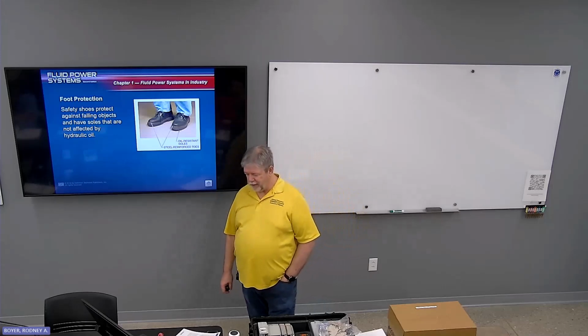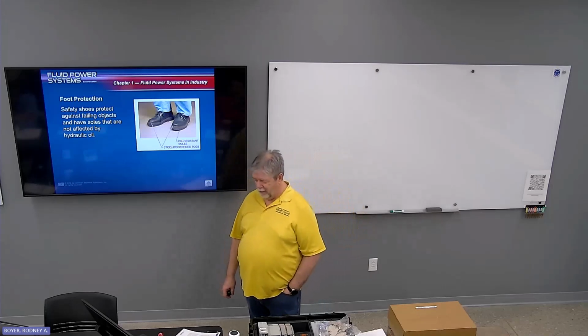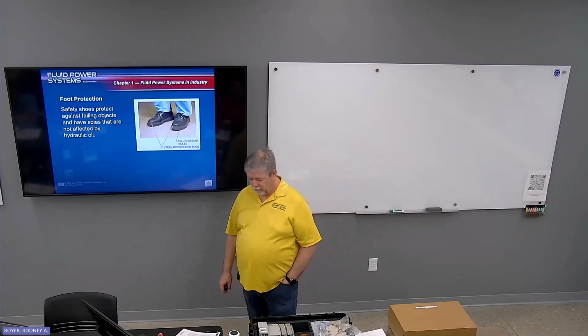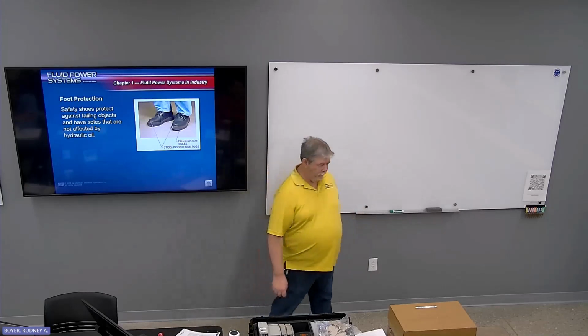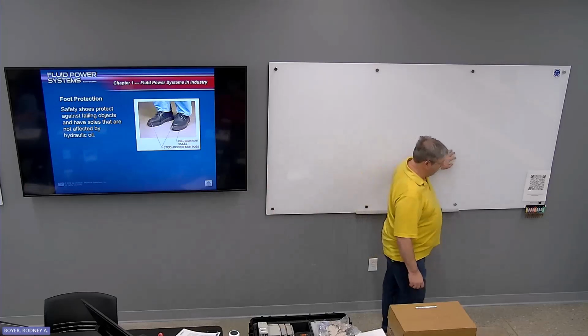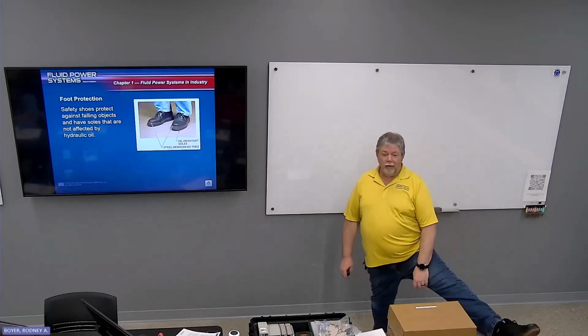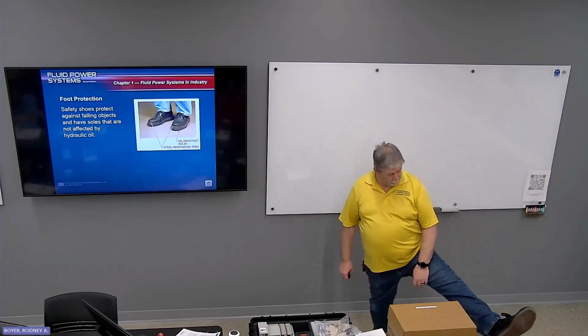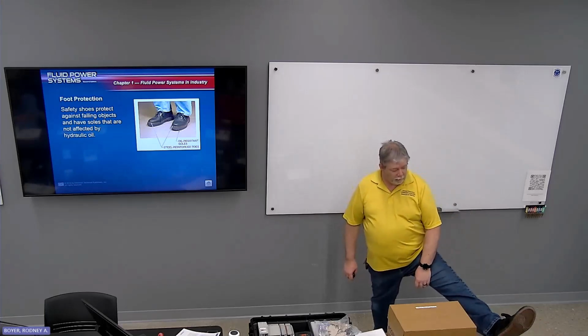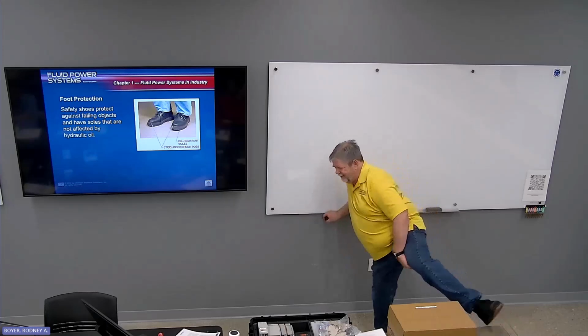Foot protection: safety shoes protect against falling objects and have soles that are not affected by hydraulic oil. Those are steel toes. You got those at Walmart, didn't you? Mm-hmm. I got those exact same steel toes. Yeah, steel toe, and it's got the neoprene sole on it so that it's not affected by hydraulic oil.